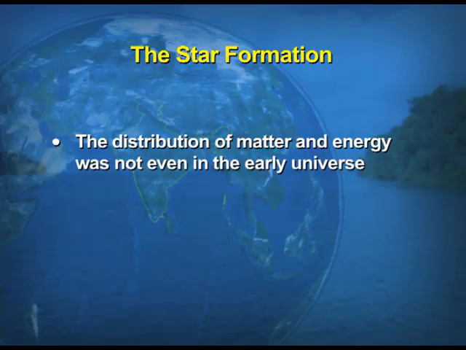This also talks about the formation of the star, that is the present remnant, the sun itself. The distribution of matter and energy was not even in the early universe. Let us have a look at the stages in the formation of the planets.